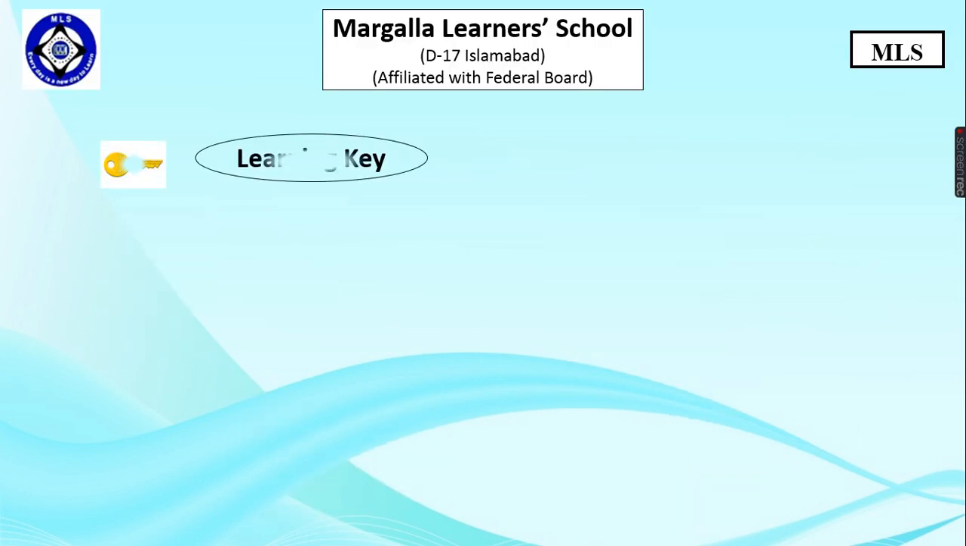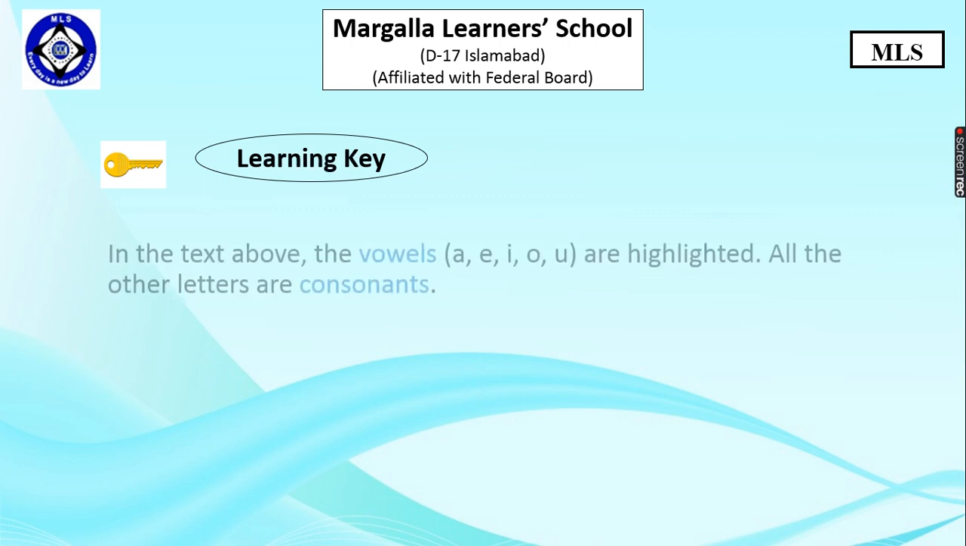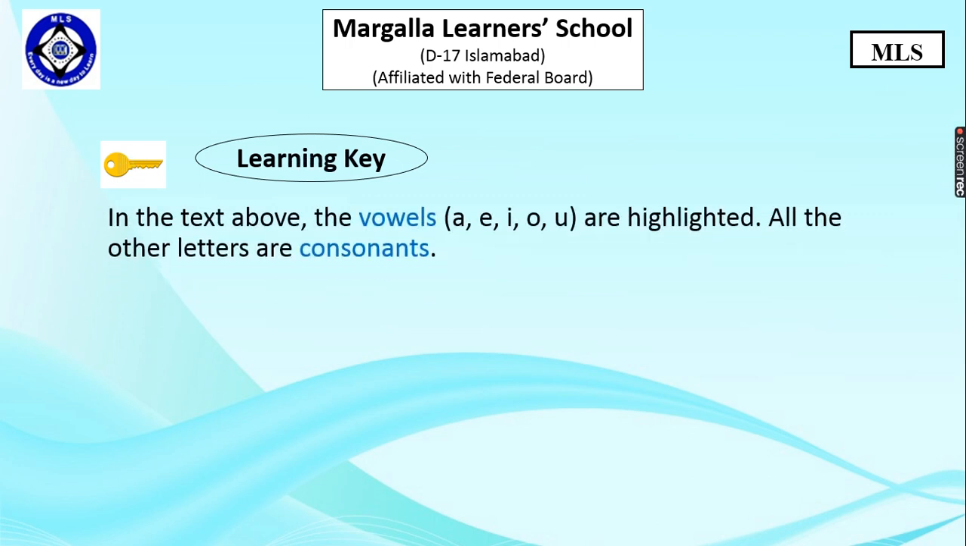Okay, so in the text you saw that there were some highlighted letters in blue. Can you tell which those letters are? Yes, A, E, I, O and U. These letters are called vowels and all the other letters other than the vowels are called consonants.